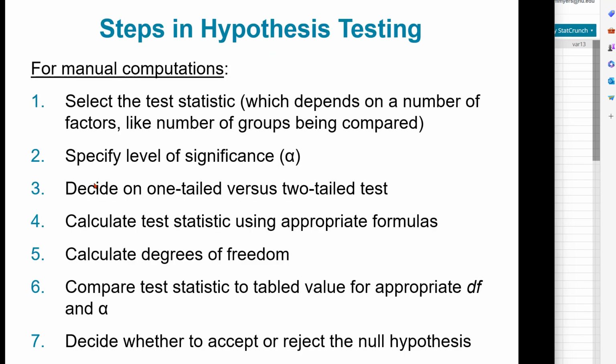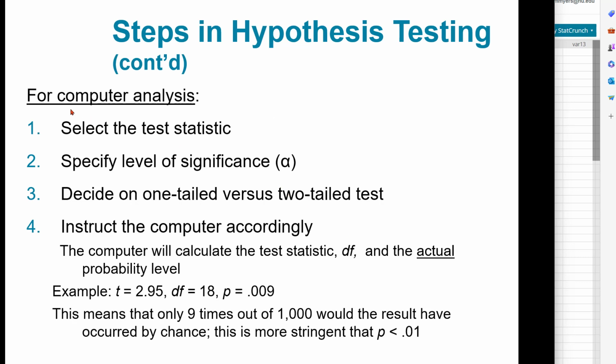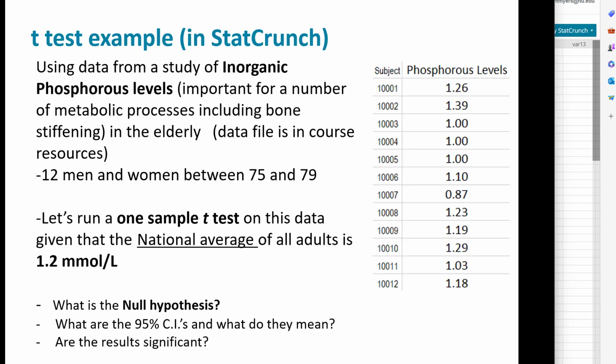The steps involved in hypothesis testing are summarized here. We calculate the test statistic and compare that value to the tabled critical value to determine significance. And we can follow a similar logic for when we analyze the data by computer software. The actual p-value can be calculated by StatCrunch, and we can determine significance and the fate of the null hypothesis from that result as well as the test statistic that is calculated for us.